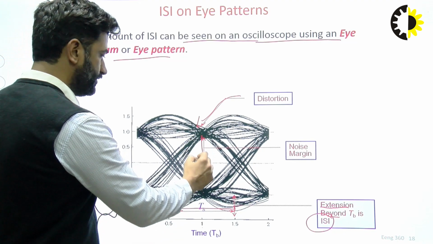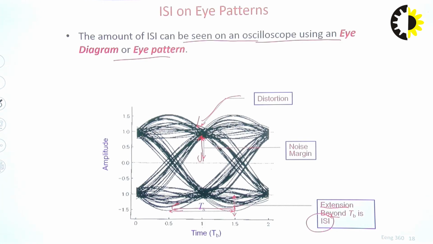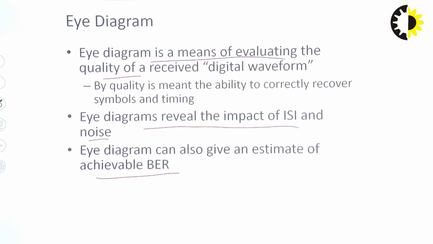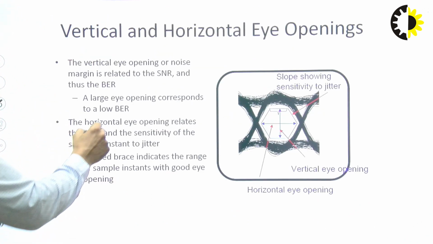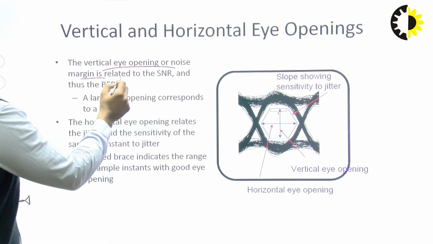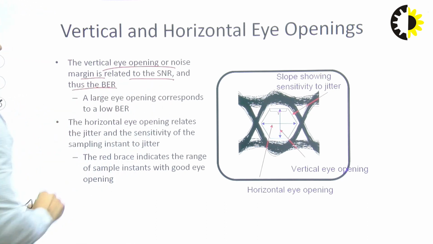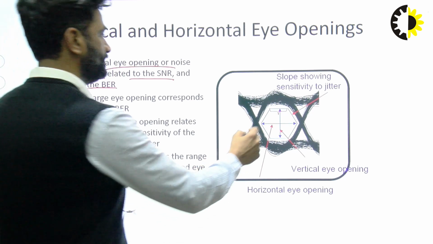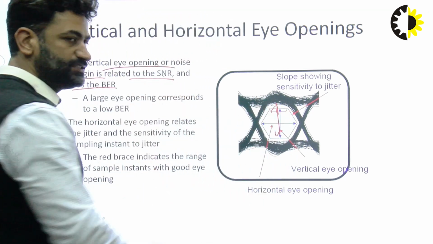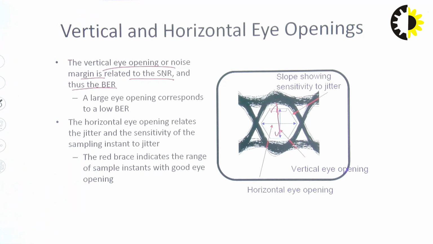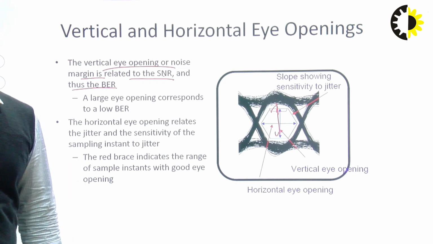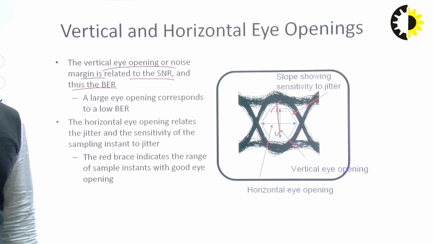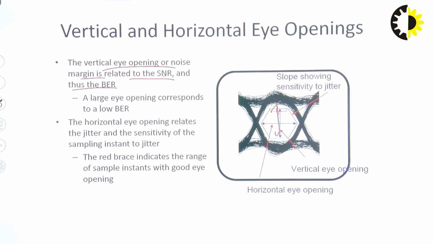The vertical height will give you the noise margin. The vertical eye opening, or noise margin, is related to the SNR and thus the BER. The vertical eye opening of this eye diagram gives you the SNR, that is the signal-to-noise ratio, and BER, whereas the horizontal eye opening relates to the jitter and the sensitivity to the sampling instant.